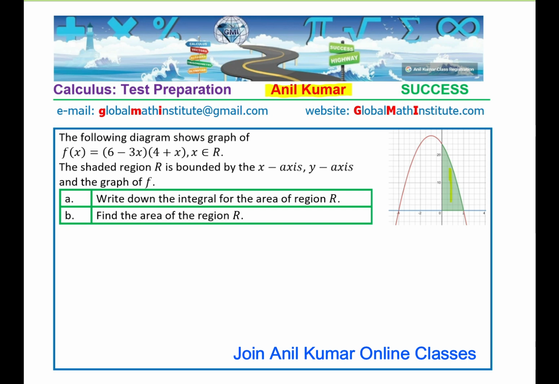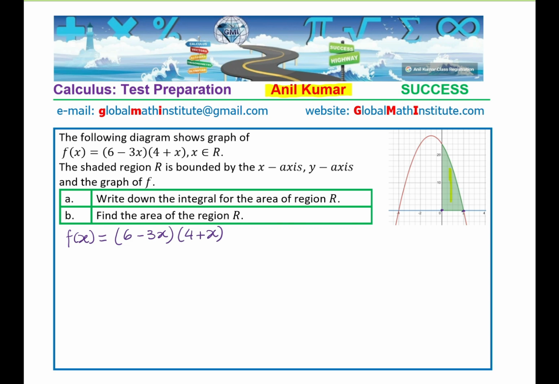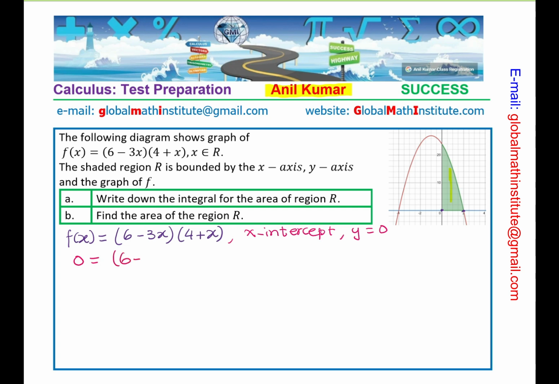What we are given here is the function f(x), which is equal to (6 - 3x)(4 + x). To write down the integral, we need to figure out from where to where. One point is very clear, which is x = 0. The other one we need to find. So basically, you need to find the x-intercept. For the x-intercept, y is 0. Just equate y = 0 here and find the x values.